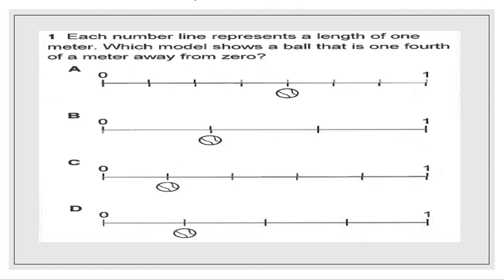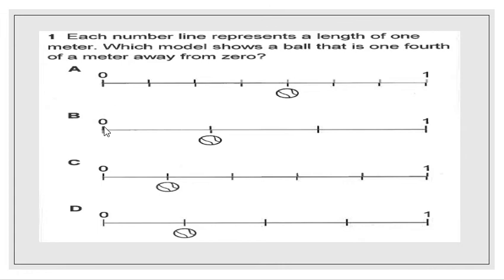So the first question from Thursday was, each number line represents a length of 1 meter. Which model shows a ball that is 1/4 of a meter away from zero? So we're looking for a fraction, a part of 1/4, right? Now, I told you that choice A, we had 0, 1, 2, 3, 4, 5, 6, 7. So 7 over 7 right here. If we count backwards, we have 6 over 7, 5 over 7, then 4 over 7. So choice A, 4 over 7 will not work.